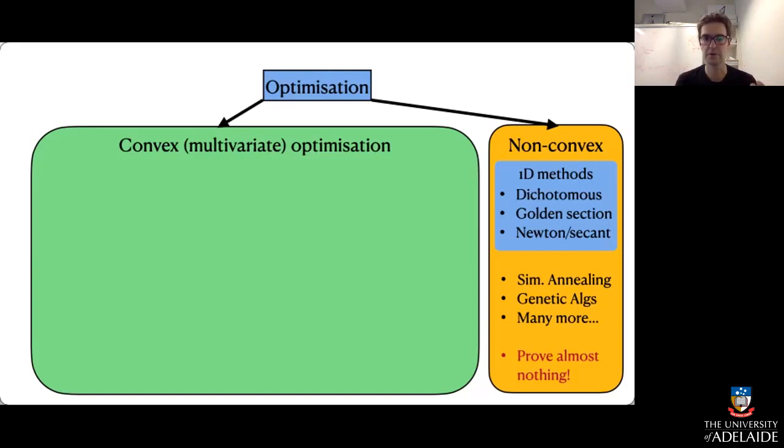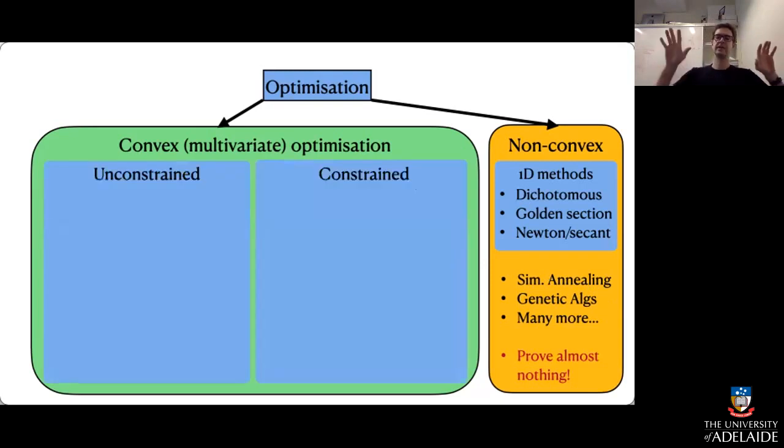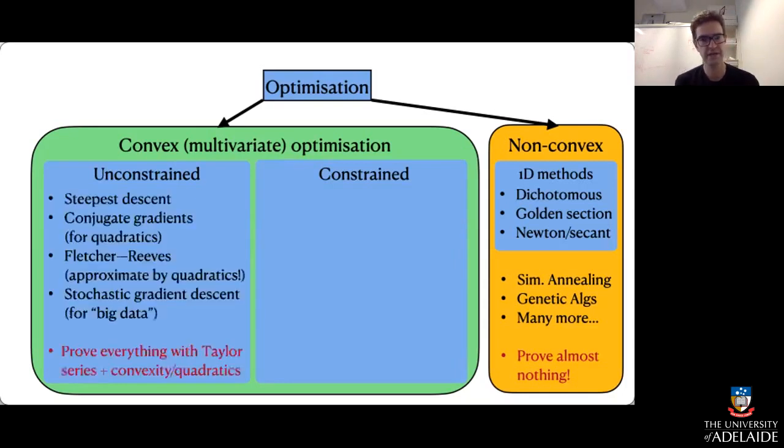We talked about convex multivariate optimization. So what's the next breakdown of convex optimization? Well, the obvious thing is to break it into unconstrained and constrained. We did a chapter on both of these. We started off by talking about unconstrained optimization because that's easier in some sense. And we started off by introducing the steepest descent method, which works the way that you might expect. It does what it says on the tin. You head downhill in the steepest direction that you can.